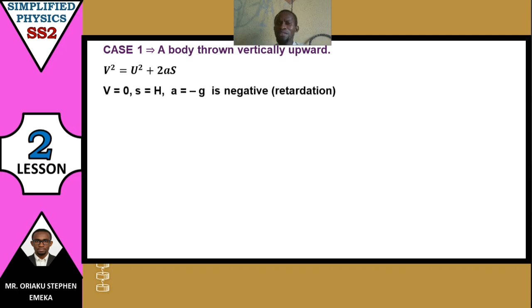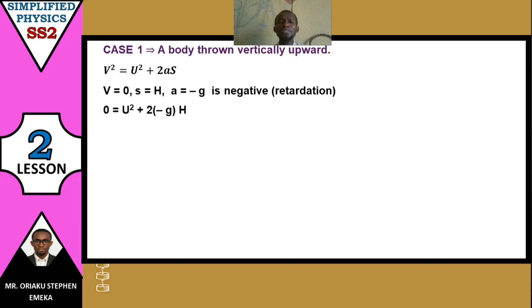Now for motion under gravity, we have two cases. Let's talk about the first case, which is when a body is thrown vertically upward. Making use of the third equation of motion, v squared equals u squared plus 2as, we notice that when a body is thrown vertically upward, at the maximum height the final velocity is 0, and s, which is distance, because it's a vertical motion, becomes the maximum height, while acceleration becomes minus g because it's going upward, which is against gravity.